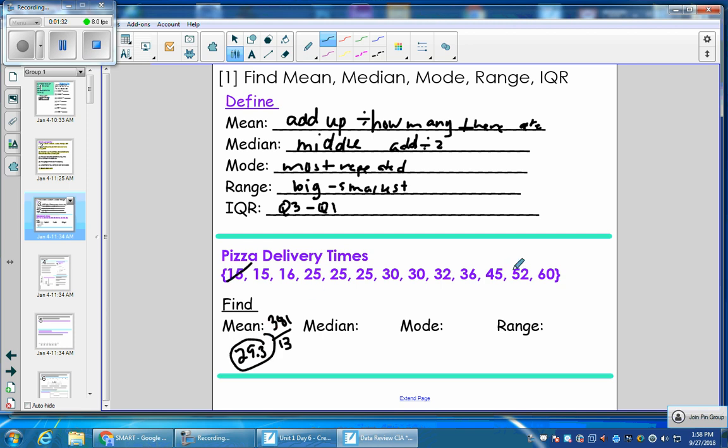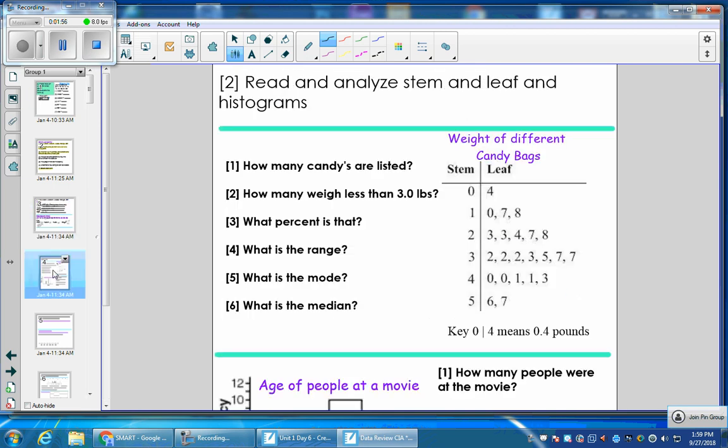Your median, remember, you cross out pairs, so 1, 1, 2, 2, 3, 3, 4, 4. Our median's right here at 30. Our mode looks like it's 25 because it's repeated 3 times. And our range is 60 minus 15, which gives me 45. So those are the basics of mean, median, mode, and range.